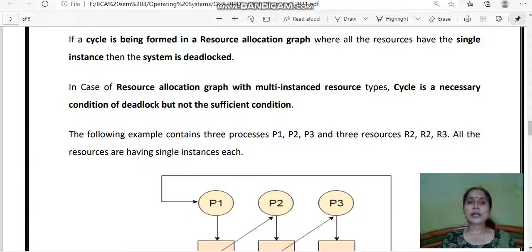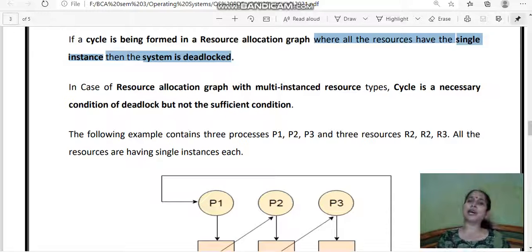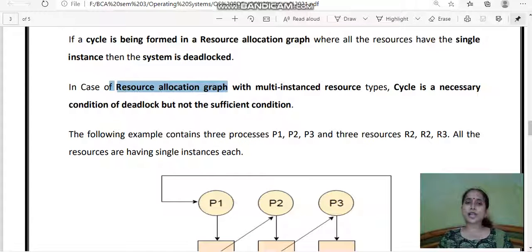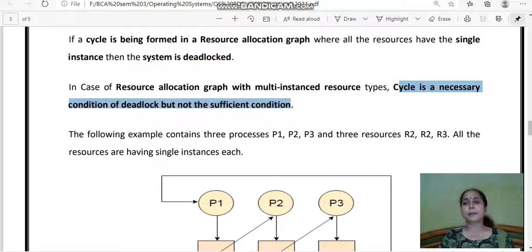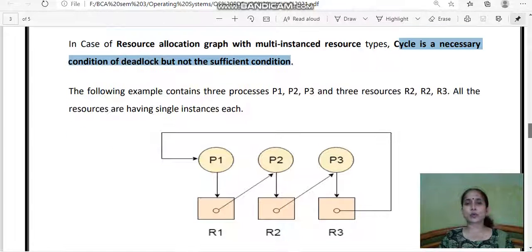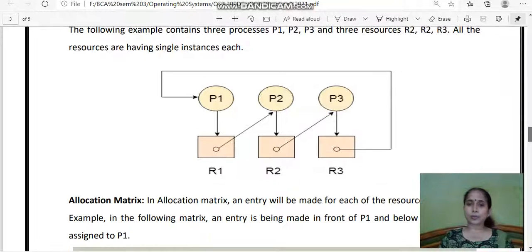If a cycle is being formed in a resource allocation graph where all the resources have a single instance, then obviously you can find out without any calculation that the system is in a deadlock state. In case of a resource allocation graph with multi-instance resources, the cycle is a necessary condition of deadlock but not the sufficient condition. Means if multiple instances of a resource are shown in a resource allocation graph, then a cycle does not guarantee a deadlock. It may be a reason, but it is not always true that if there is a cycle, there will be a deadlock.